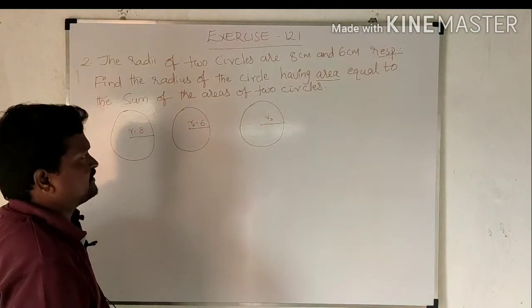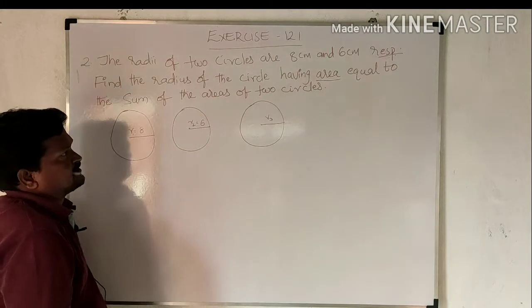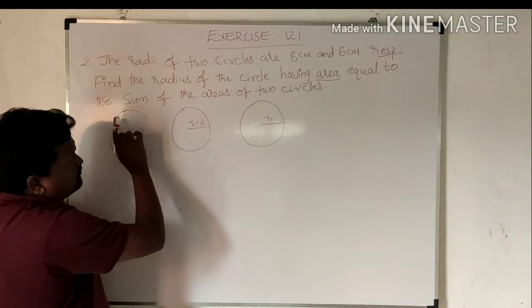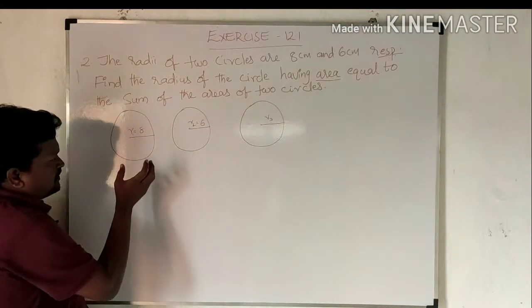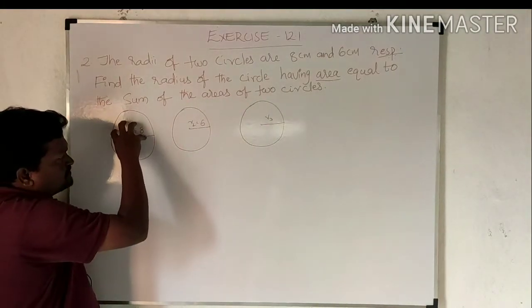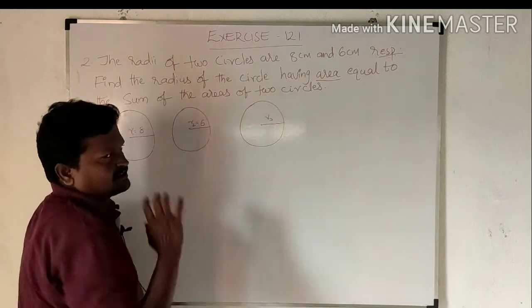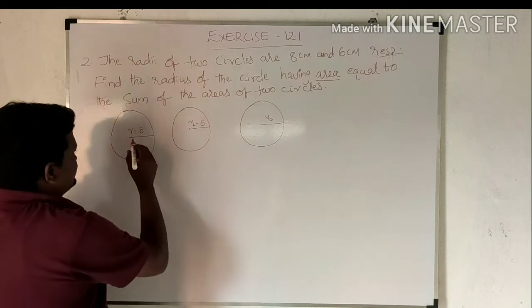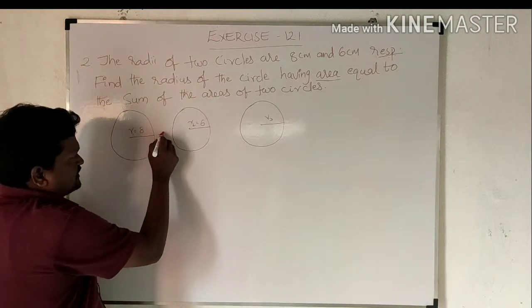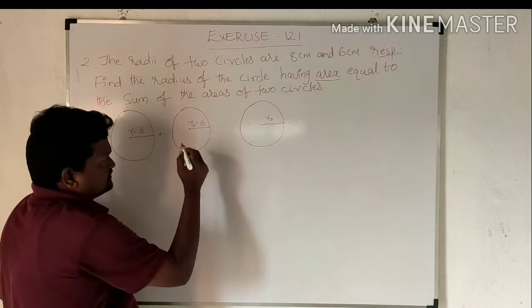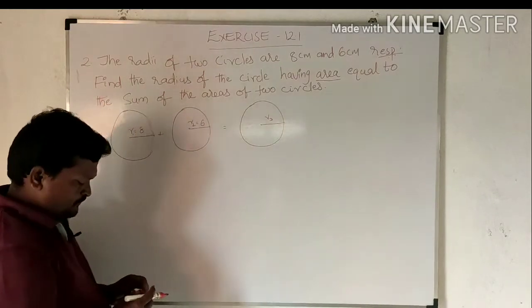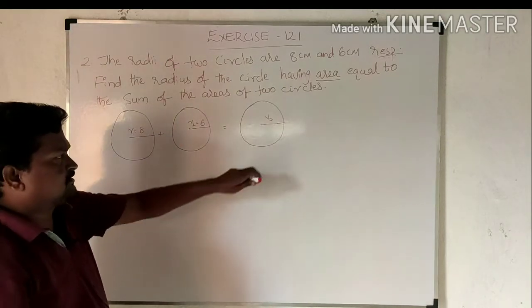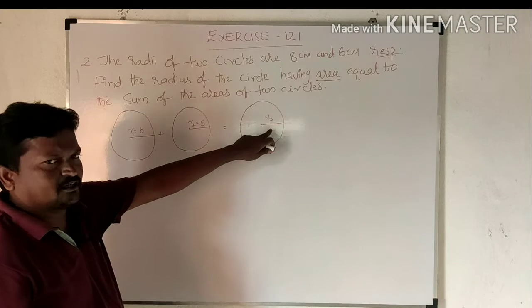So how can we find it? For that reason only, in the problem they have given the area equal to the sum of the areas of two circles. The area of this circle plus the area of this circle is equal to the area of that circle. So by taking this criterion, we can find the radius of the third circle.